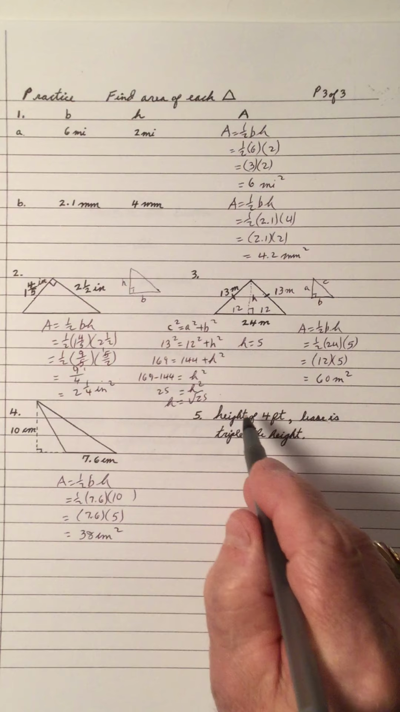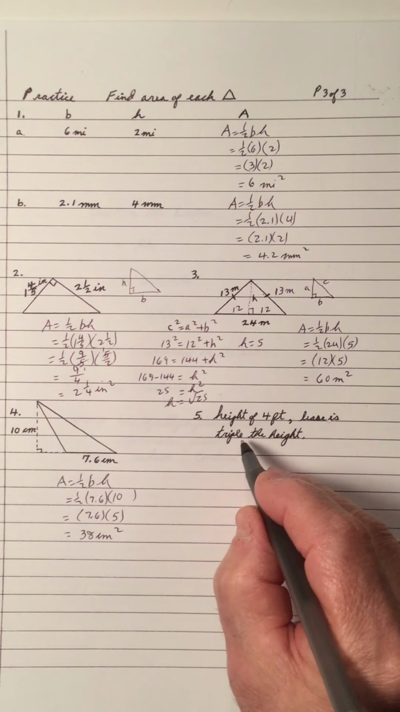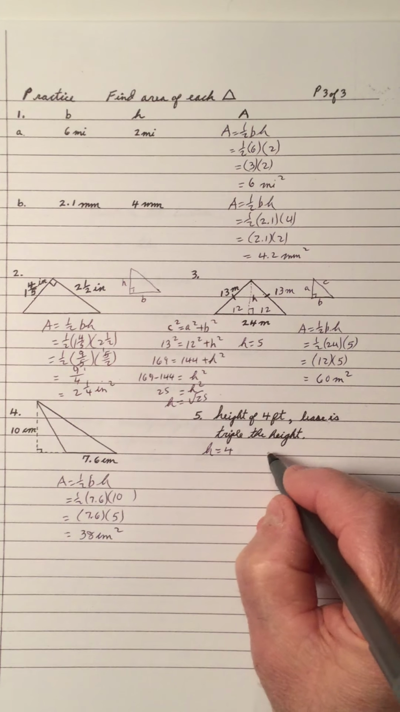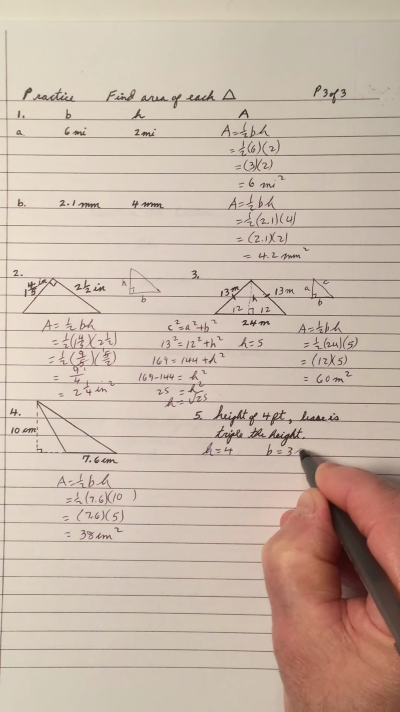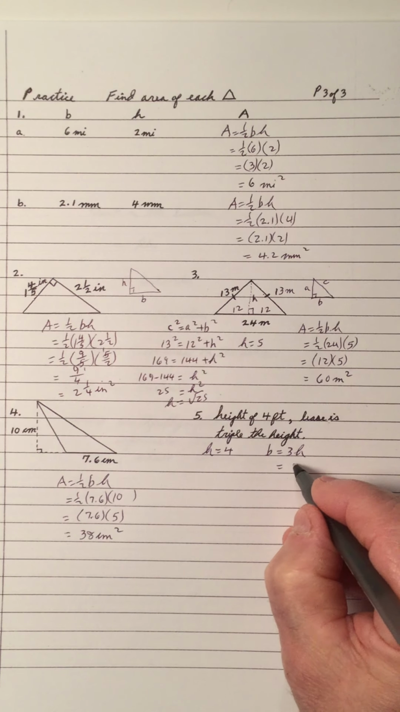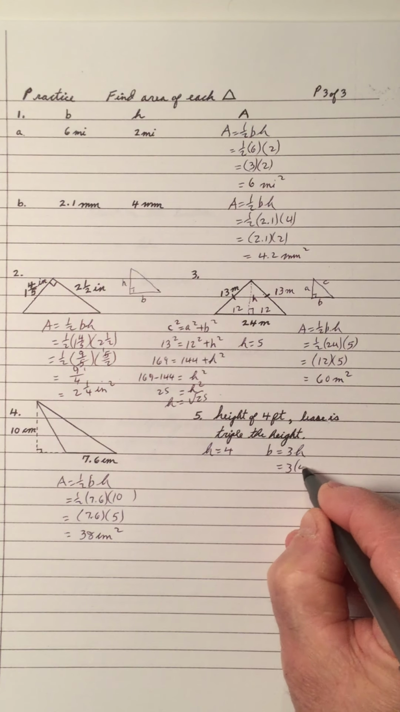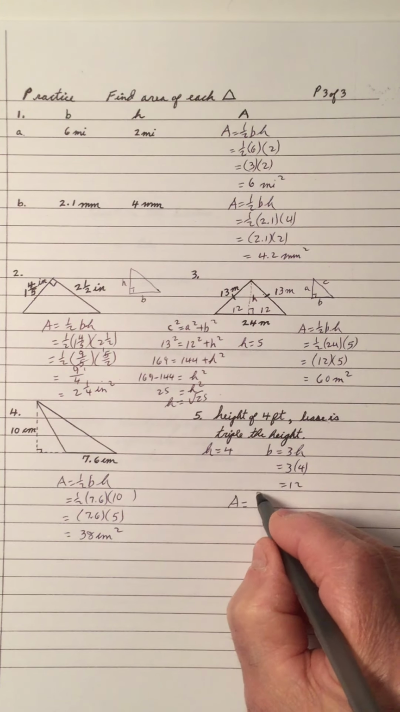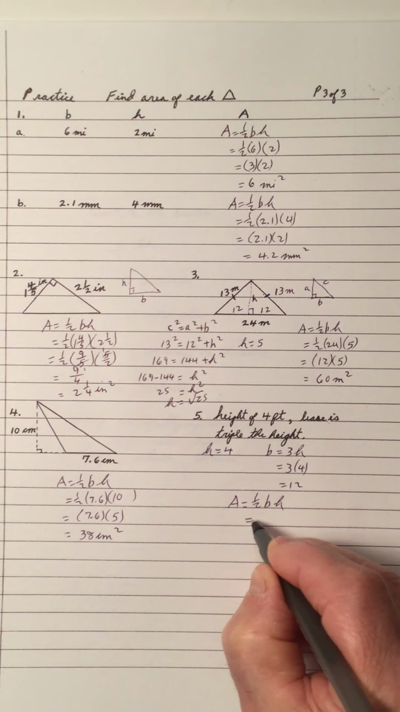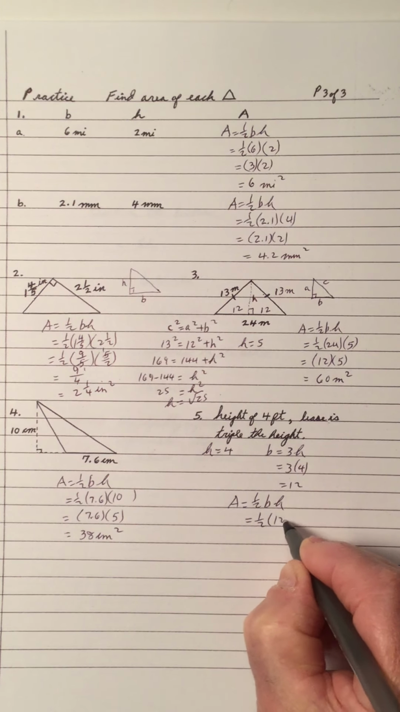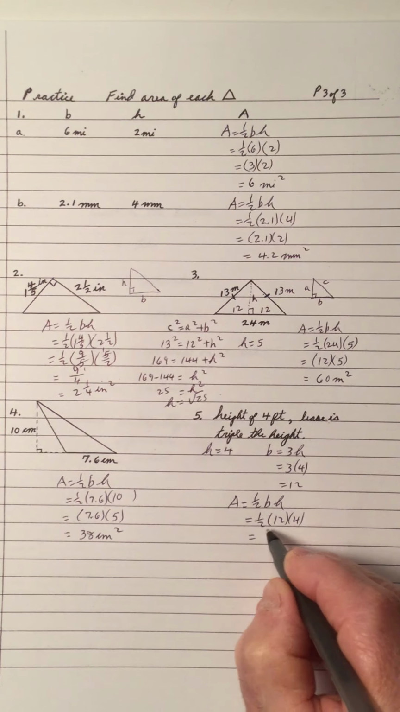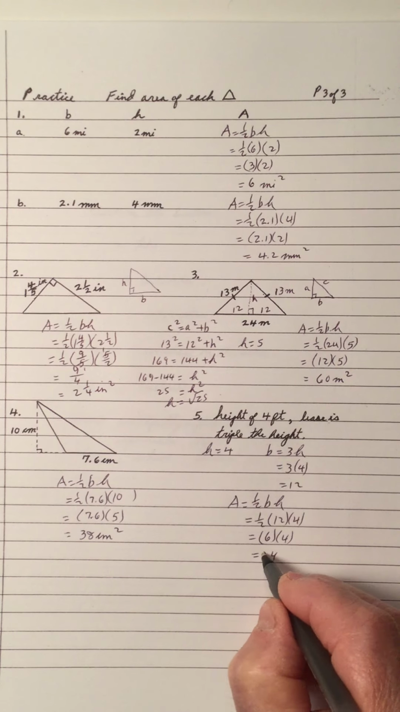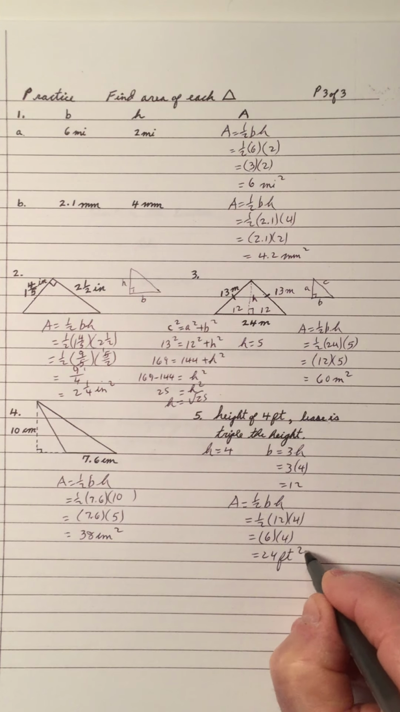And number 5, the height of a triangle is 4. The base is triple the height. So the height is 4. It says the base is triple the height. Triple, 3 times, so the height is 4. So 3 times 4 gives me 12. So we have the base and the height, half base times height. Half of 12 times 4. Half of 12 is 6. 4 6s are 24. And the unit is feet, so it's square feet.